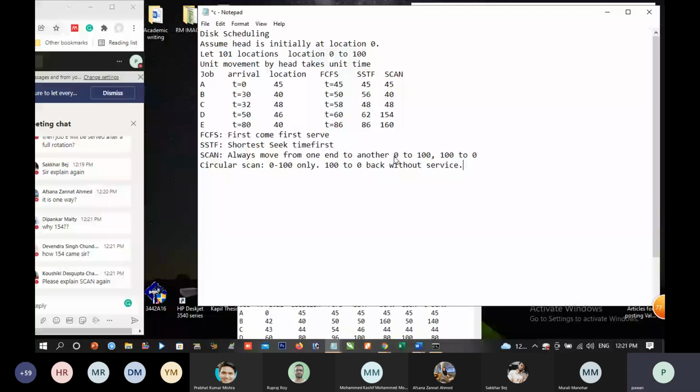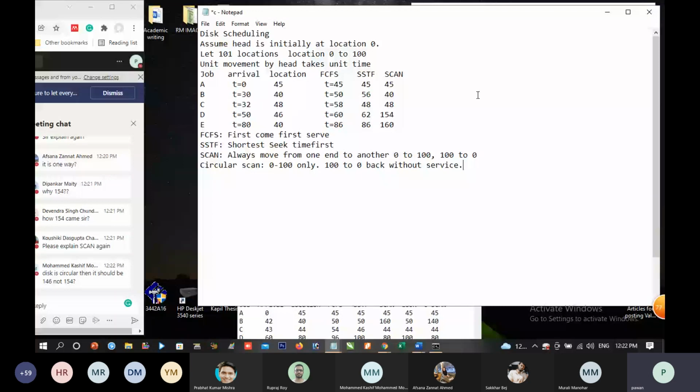You see how 154 came. There was a job at the location 46. We were moving from 0. At time t equal to 46, we reached location 46. But at that time, no job was available there. So we are going up to 100. Then we are coming back from 100 to 46. It will take 54 extra unit time.